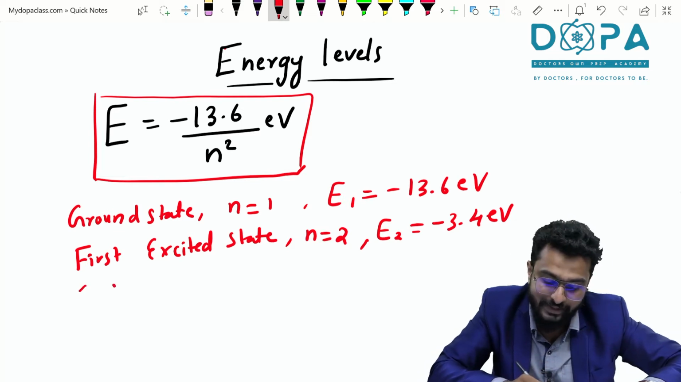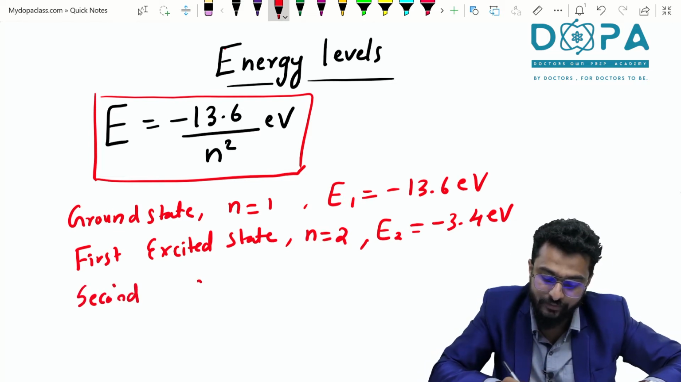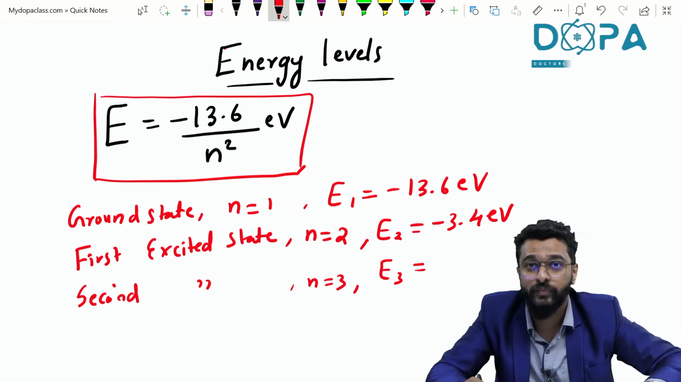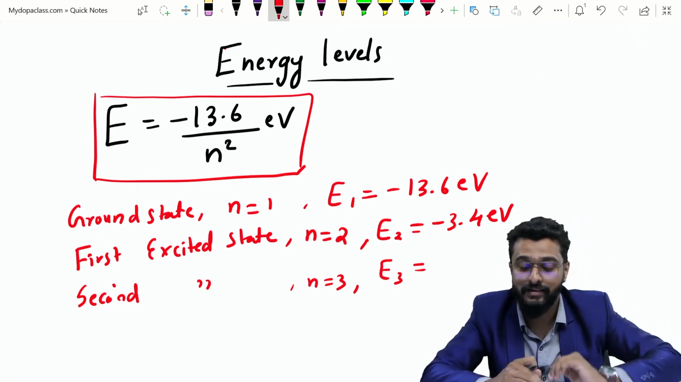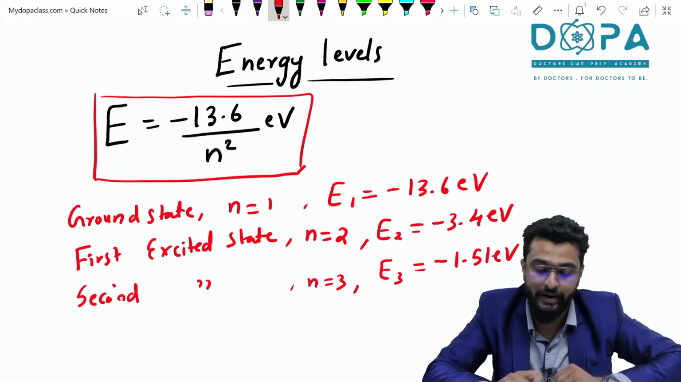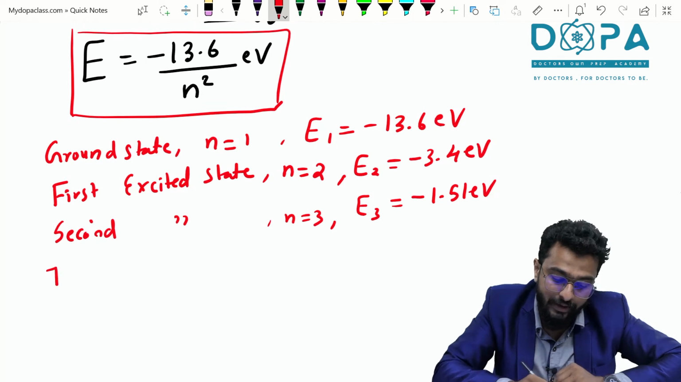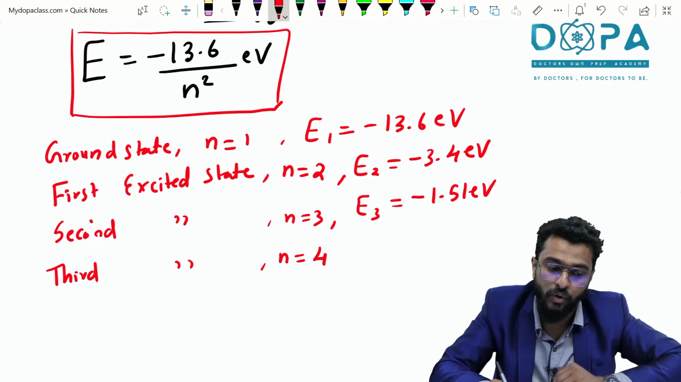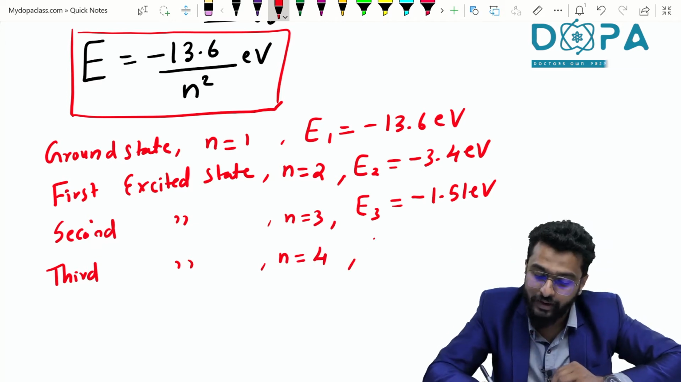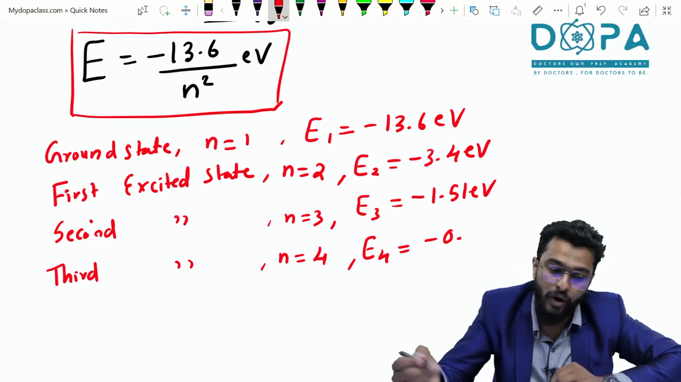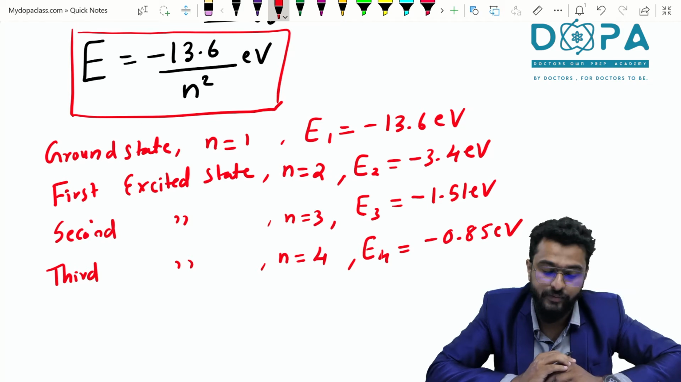Then for second excited state, that means n is equal to 3, here E3, the energy level of the second excited state, is minus 1.51 electronvolt. Ready? And for the third excited state, n is equal to 4. So we get E4 equal to minus 0.85 electronvolt.